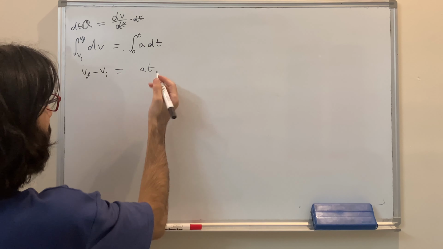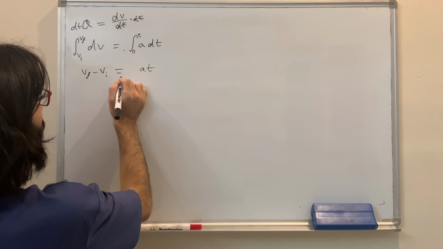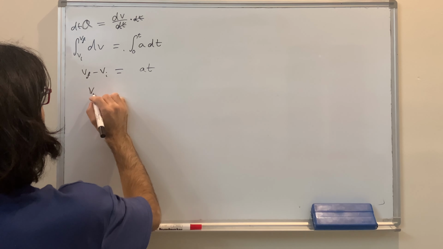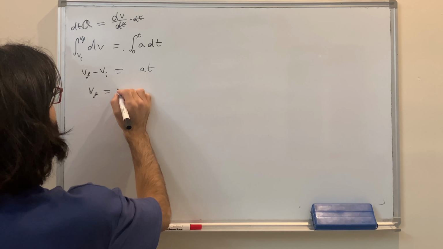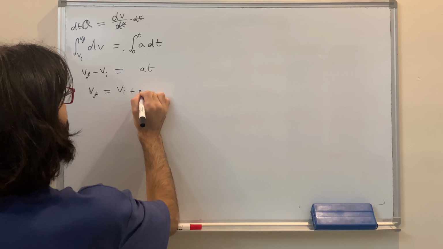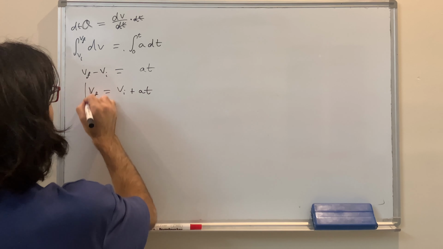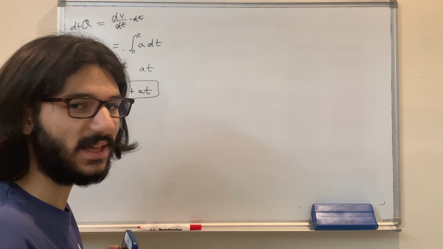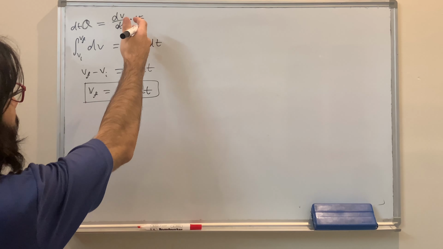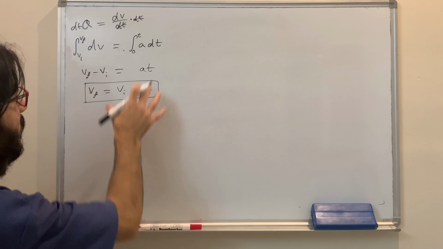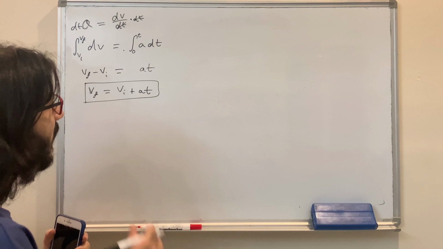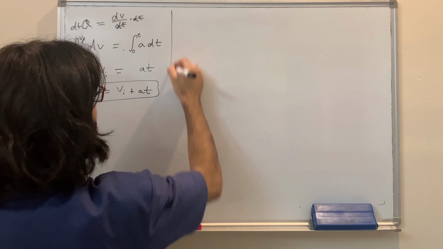After that, you just move the v initial to the other side, which gives us v final equals v initial plus at. And that's the first one. Simple as that. You just solve for dv, integrate both sides, and then you get the answer. Now we go on to the next one.